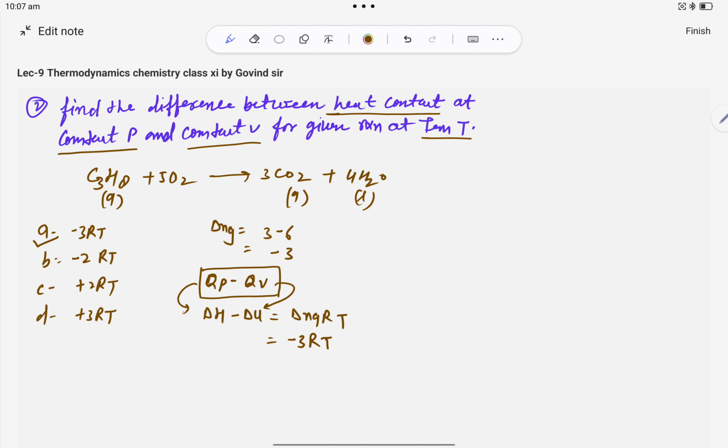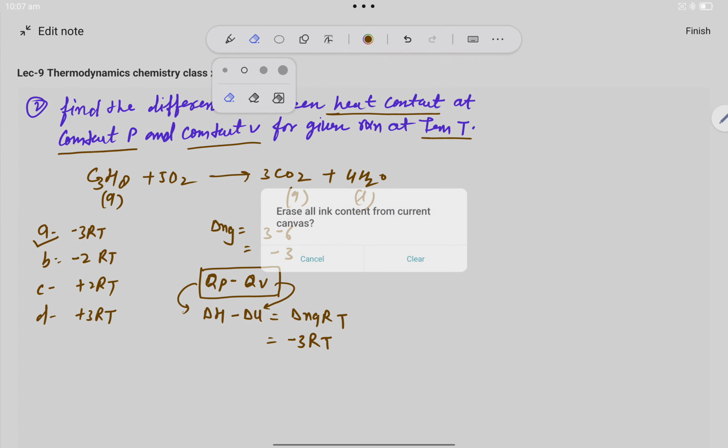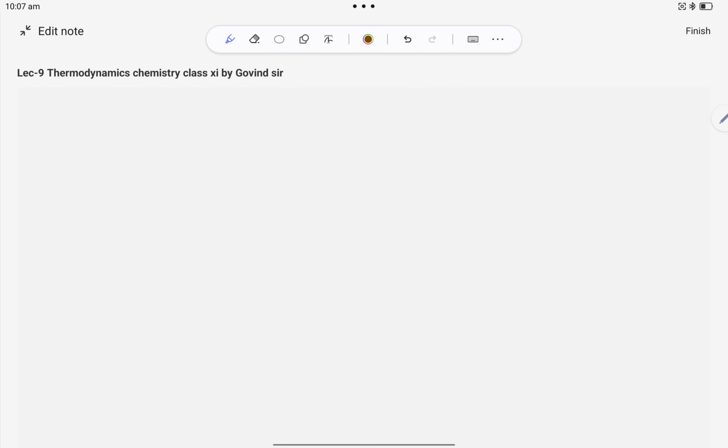So these are the two questions from the previous topic, lecture number 8. Now for today we are going to start one new topic, heat of reaction.